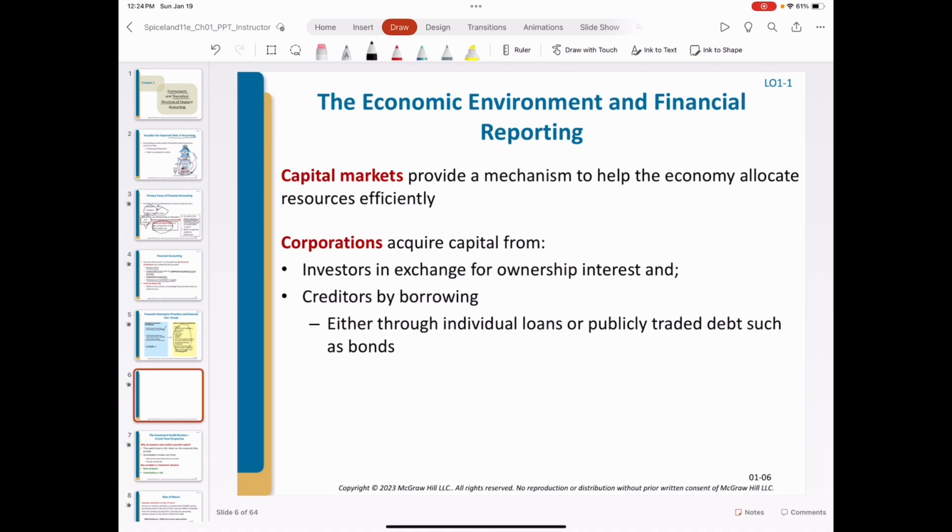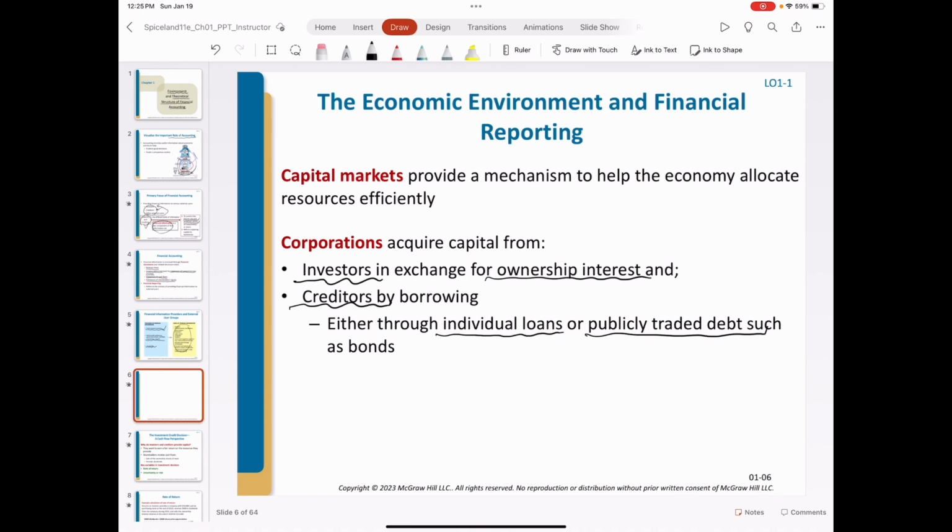For corporations, they acquire capital mainly from equity investors. These investors provide capital to the corporation in exchange for ownership interest, a share of ownership. Creditors provide capital by borrowings, either through individual loans or publicly traded debt products. The company can issue debt securities in the capital market, so the investors can buy these securities, in exchange providing funds to the company.